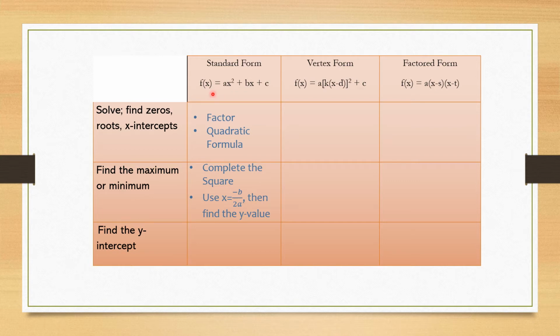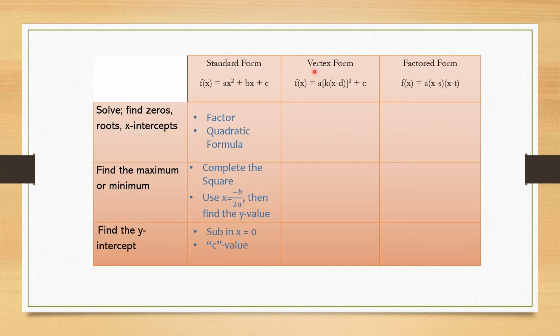The last part is the y-intercept. When you're in standard form, the only thing that's easy to find is the y-intercept. Everything else requires work. All these are lots of steps. The y-intercept is easy because it's just this c value here. You're going to sub in x equals 0, so put a 0 for x, a 0 for x, a 0 for x. This all turns into a 0, so it's just the c value. That's the easiest thing to find.